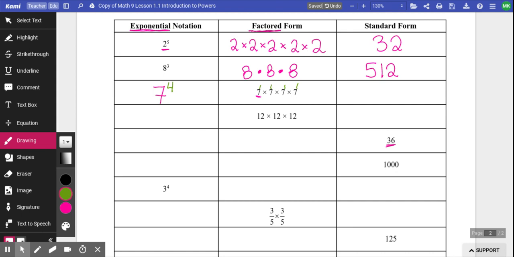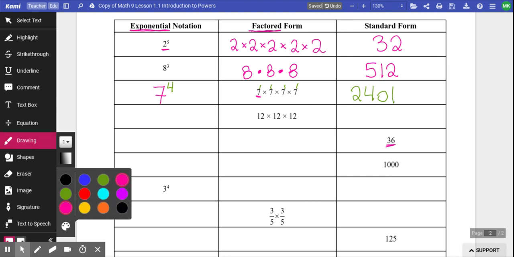It would be 2,401. The middle one, we have factored form, 12 times 12 times 12. The base is 12 because that's the number that we're multiplying. The exponent is how many times we're multiplying it. We're doing it 1, 2, 3 times, so it's 12 to the power of 3. Again, you put that in your calculator and you get 1,728.